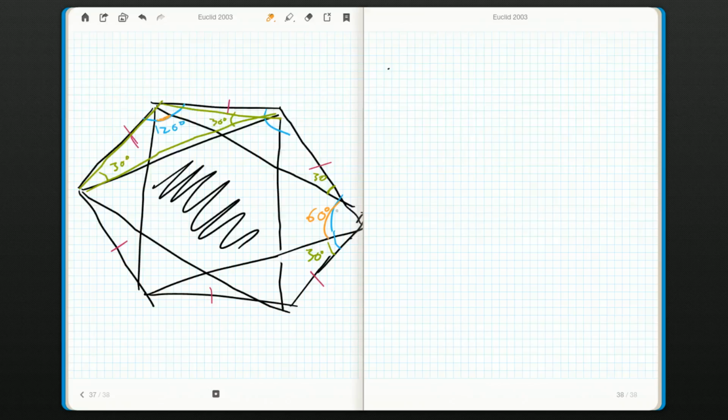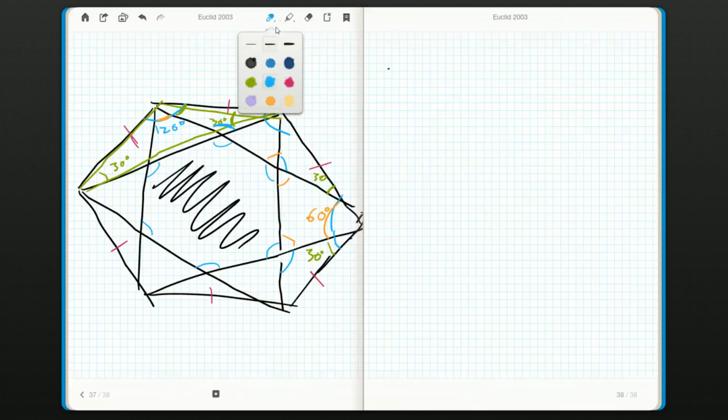Okay, so we also have, this is 30, and then this one is 30. So we've got another 120 here, and a 120 here, and a 120 here. We've got 120s all over the place. So that makes these 60s as well. And so we've got 120s all the way around here.